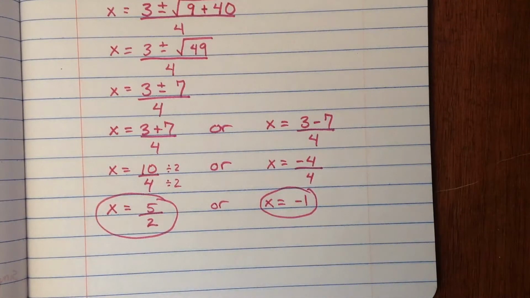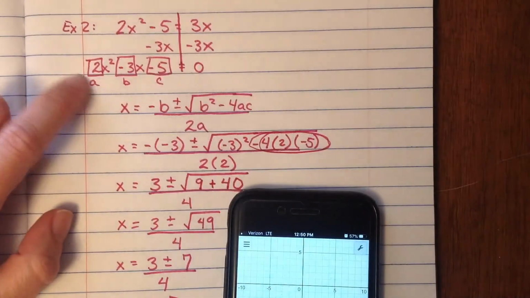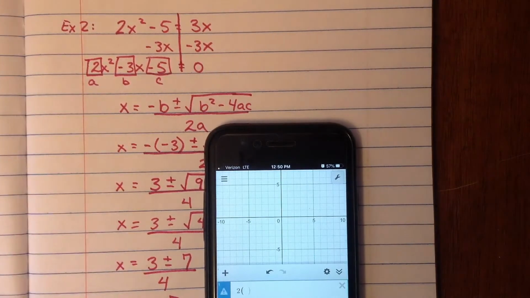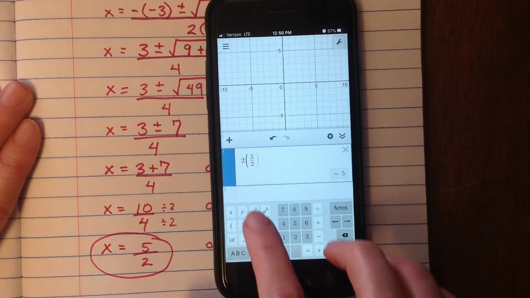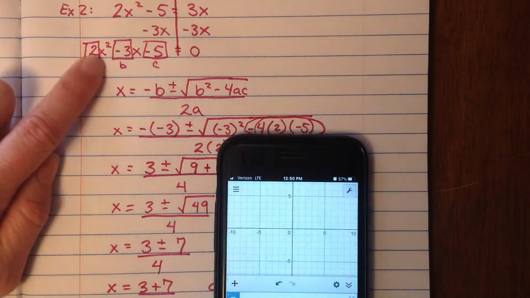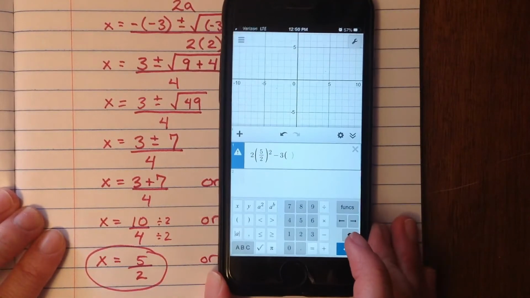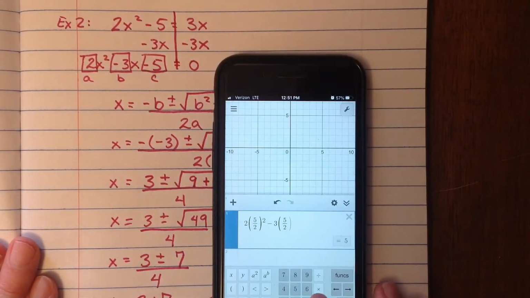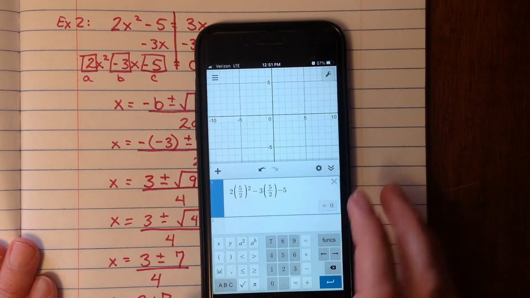And again, you can type that into Desmos and double check yourself and make sure that it works. So I'm going to type in my original problem. Now I'm going to go back to where I was getting my a, b, and c from. And so I got 2 times my x squared. Well, first I'm saying that x is 5 halves, so 5 divided by 2 squared. My original problem was then minus 3x, so minus 3 times, these are a little easier to type in when you don't have the square root, my x value, which I'm saying is 5 halves, and then the last part of the equation was minus 5, and we want to make sure that that equals 0. And it does, so 5 halves is a true value for our x.